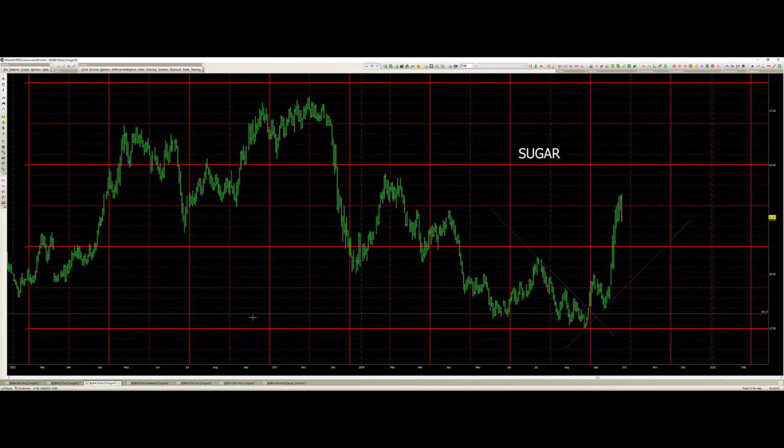Frustrating everybody that comes in late, because it doesn't move. It goes up and down and goes nowhere. And that's a possibility. So we'll see what happens.